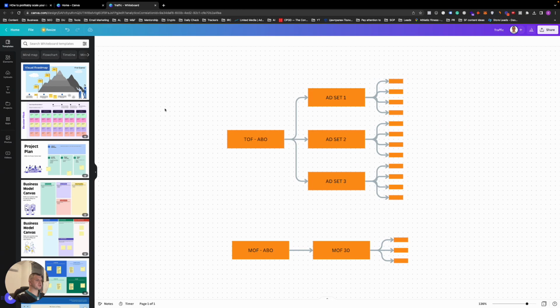So looking at the structure, I would create one top of funnel campaign and one middle funnel. So top of funnel is basically prospecting campaign where we're gonna target people who have never seen your business before, and middle funnel is where we're gonna retarget people who have engaged with your business.